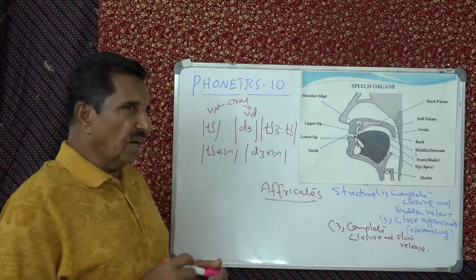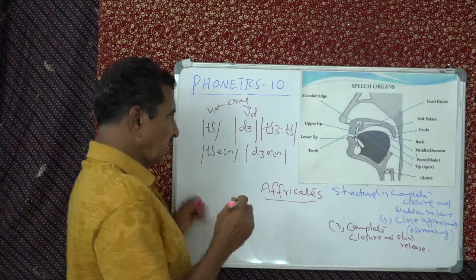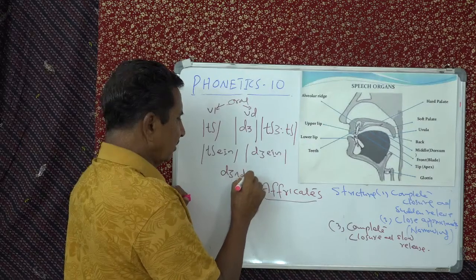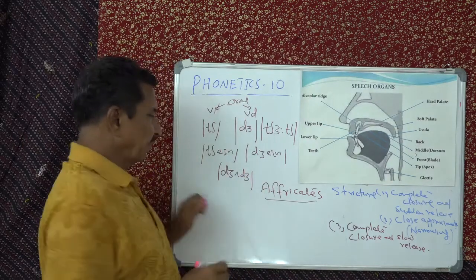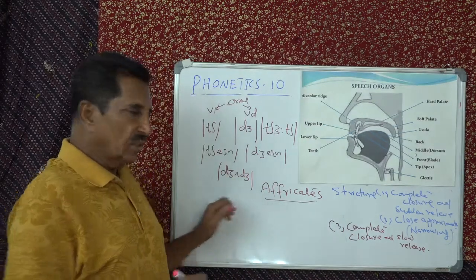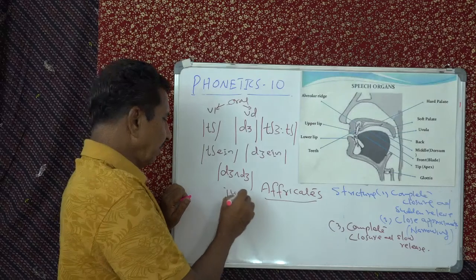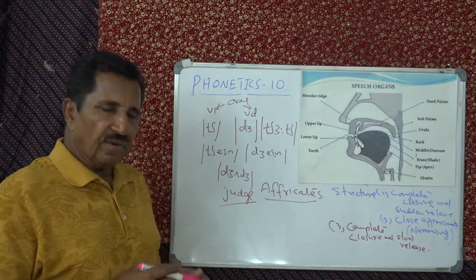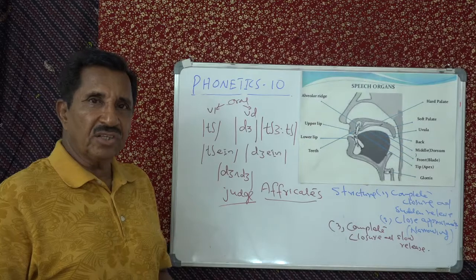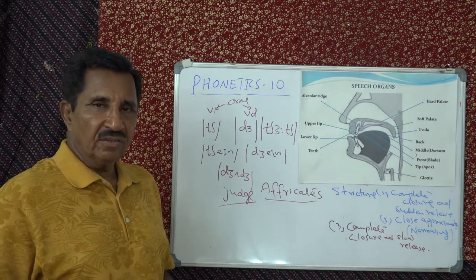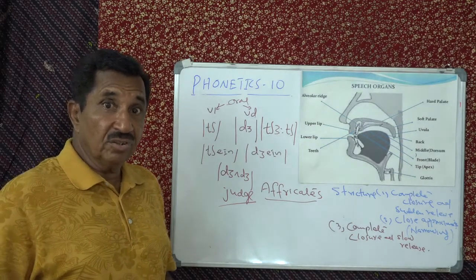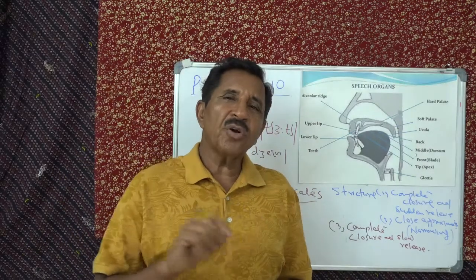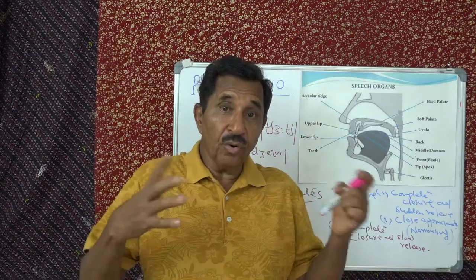The other is judge. Judge. This is the example for it. This is the spelling. We don't say it the spelling way, but judge. Joy. The joy of Christmas.